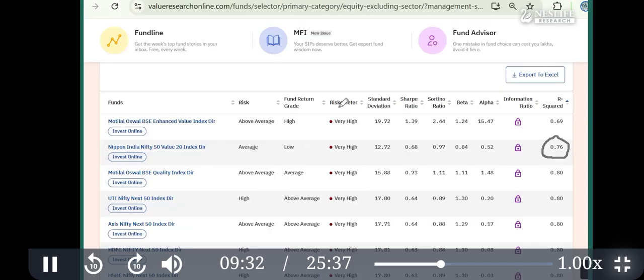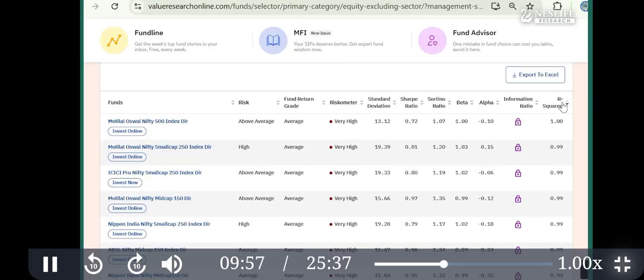That means this name is misleading. Although this is an index fund, this fund manager is actually doing active trading, active investing. This is not desirable because we have a separate category of active funds. Why invest in a misnomer? So R square should be high. It will be up to 1. Okay, 0 to 1. So it should be close to 1 for R square in the index fund.